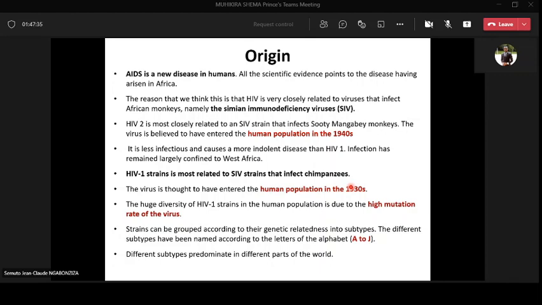Genomic analysis suggests that the virus was infecting humans only from 1940 for HIV-2, while for HIV-1 from 1930. It has a high mutation rate. We saw the reason for that: the reverse transcriptase has no proofreading, so it is prone to errors in replication. Then we have subtypes A to G. Subtypes A to G differ by geographical location, so the geographical distribution of A to G, the subtype, is variable.